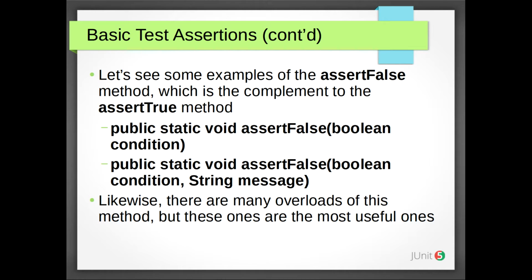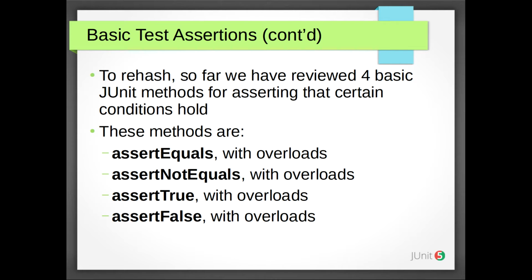Likewise, there are many overloads of this method, but these ones are the most useful ones. To rehash, so far we have reviewed 4 basic JUnit methods for asserting that certain conditions hold. These methods are assertEquals with overloads, assertNotEquals with overloads, assertTrue with overloads, assertFalse with overloads.